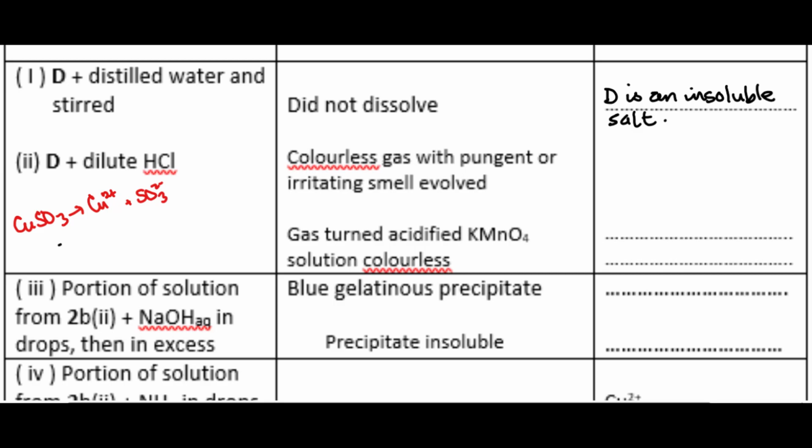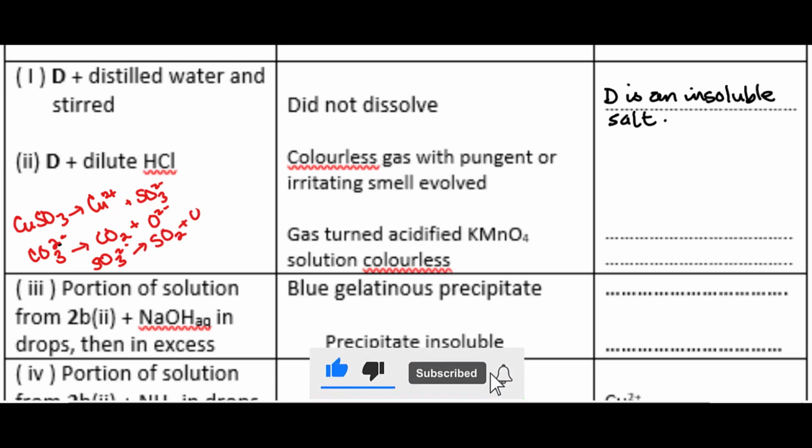Trioxocarbonate(IV) salts, when heated, produce what? CO2 gas and O2-. That's an oxide, the corresponding oxide. But when SO3 2- salt is heated, it produces what? SO2 gas and the corresponding oxide.